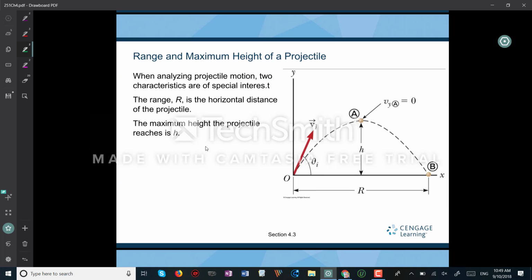So often R is used as the range of the particle, which is the displacement in the horizontal direction between the initial and final positions. That's the range. Maximum height is where what is 0?